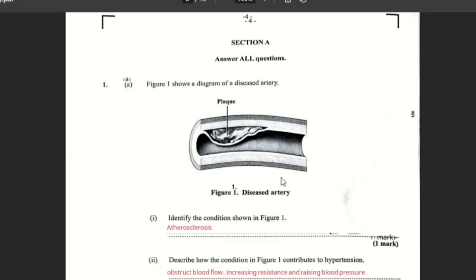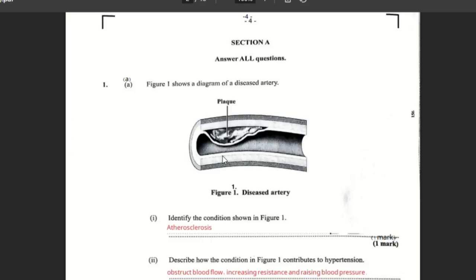The first question says this is a diagram of a diseased artery. So what do we know about arteries? Arteries carry blood away from the heart, right? So we know that it carries blood away from the heart at high pressure. Now it's asking, identify the condition shown in figure 1. Obviously what we see here is an artery, right? So it brings blood away from the heart at high pressure.